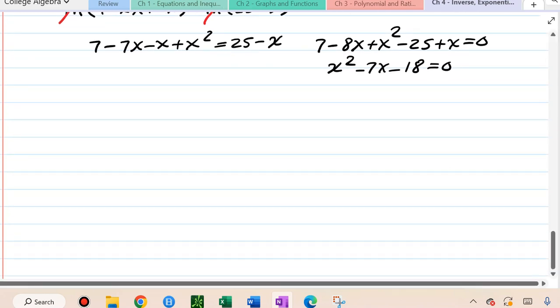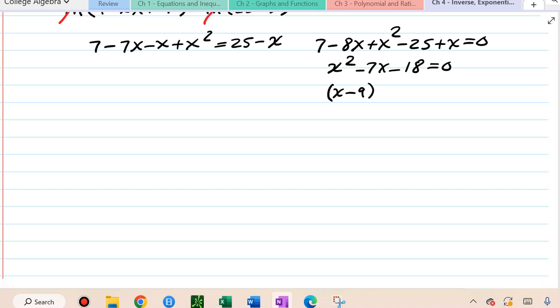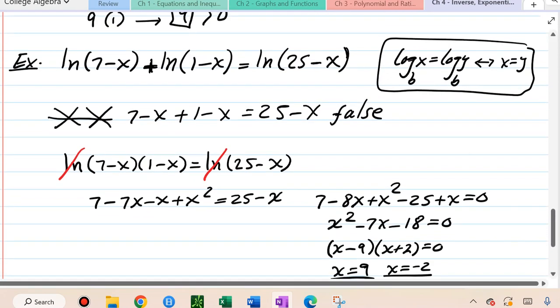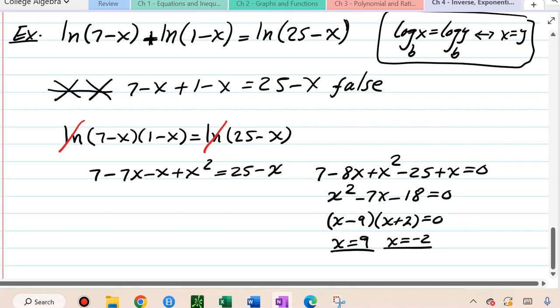Okay, and the next step, we can actually factor the expression. This is factorable. So for the factored form, I get x minus 9 times x plus 2 equals 0. And by the zero factor principle, we set each factor equal to 0, and that's how I get the solutions, right? 9 makes the first binomial 0 and negative 2 the second one. So those are, at this point, what I'll call the potential solutions. Potential because we haven't checked them.